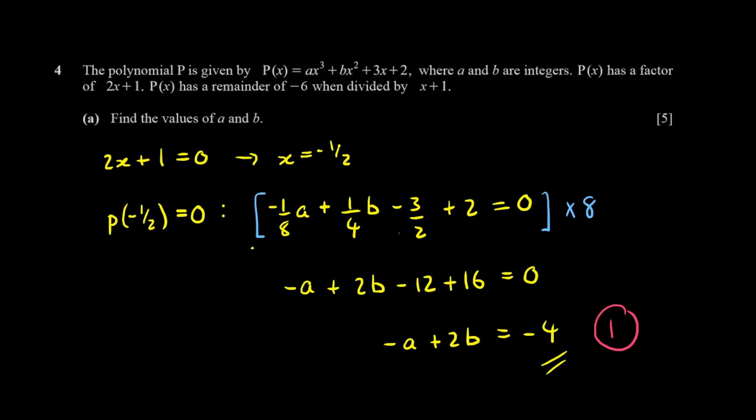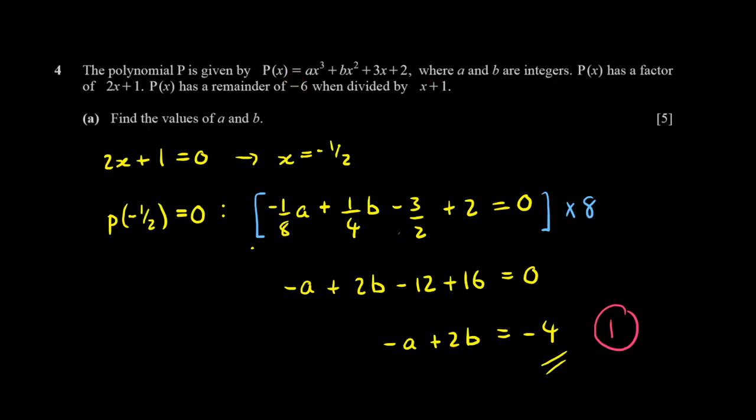Okay, second statement. We are told that p of x has a remainder of negative 6 when it's divided by x plus 1. Well, if we use the remainder theorem, that tells us that if we were to substitute in negative 1 into the polynomial, we should get negative 6. Why is it negative 1?